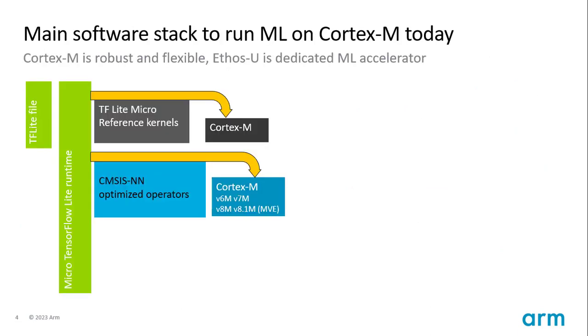So what is the main software stack to be running machine learning on a Cortex-M today? The main software stack actually relies on TensorFlow Lite Micro. This is not the only option, but it's one of the, shall we say, most widespread options. And with TensorFlow Lite Micro, you have the reference kernels, which means that whenever a new operator appears in TensorFlow Lite Micro, this new operator is actually going to run on the Cortex-M, probably not in as efficient a way, but it's going to run. So this creates a very robust story, which is absolutely essential for machine learning because there are new operators emerging every single day.